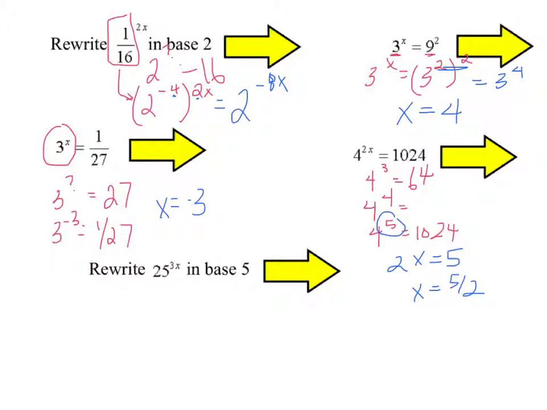Last question on this slide, 25 to the 3x in base 5. Well, I can rewrite 25 as 5 squared. Put that to the 3x power. And one more time, power to a power, we multiply. So this becomes 5 to the 6x.